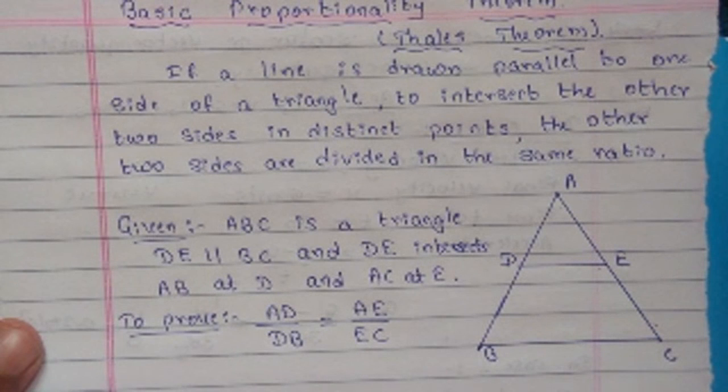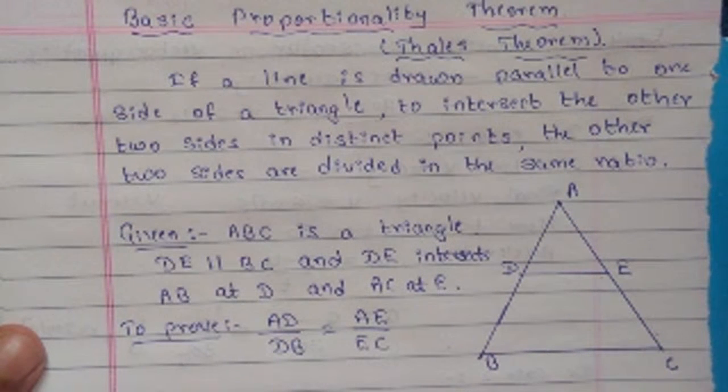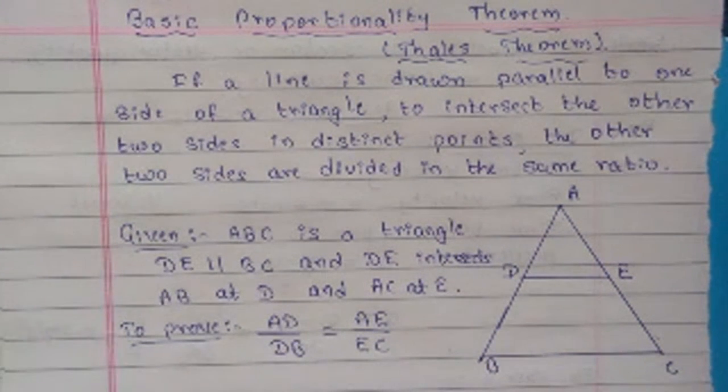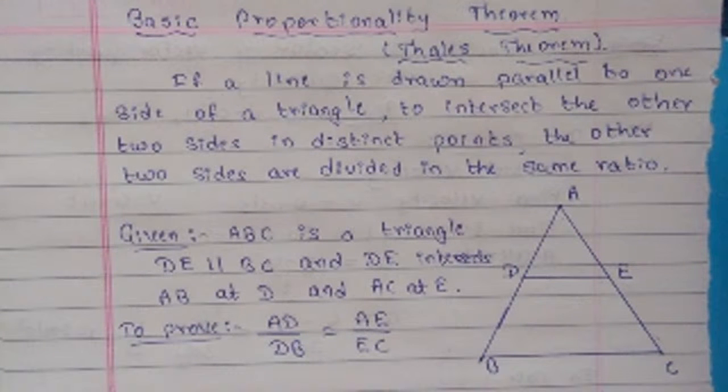Basic proportionality theorem, that is also called Thales' theorem, and this is the statement. The statement is: if a line is drawn parallel to one side of a triangle to intersect the other two sides in distinct points, the other two sides are divided in the same ratio. They will not give the definition. You have to memorize the definition.